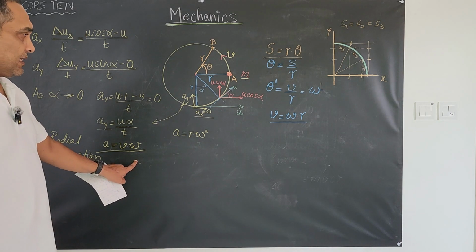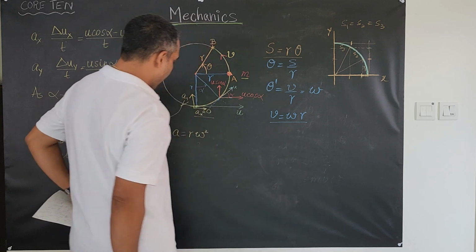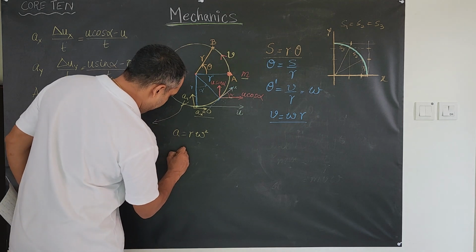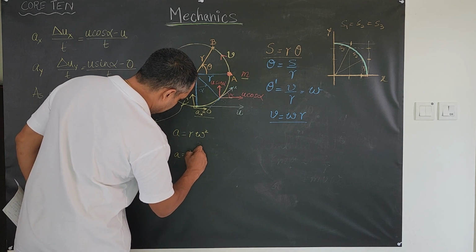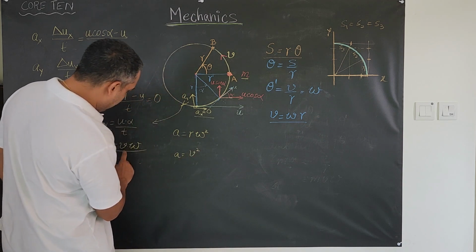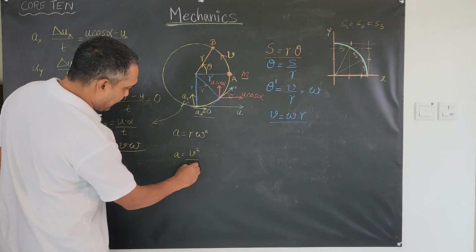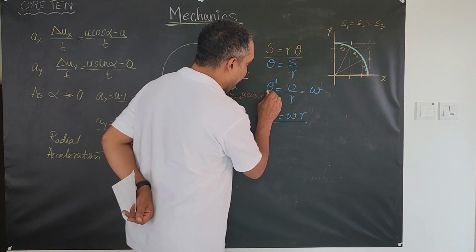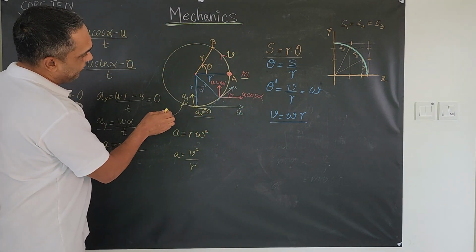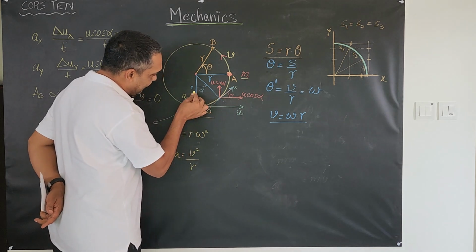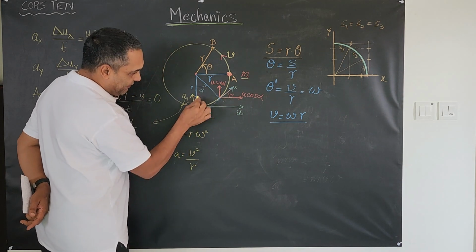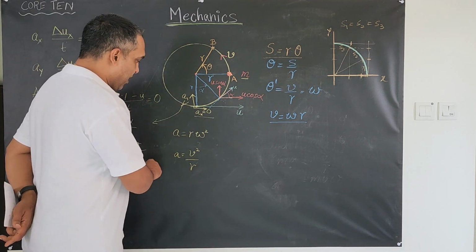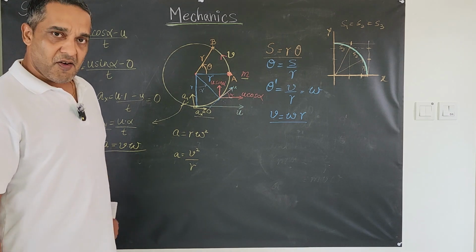We know omega is velocity by r, which would then also allow us to write this in another form, which is acceleration is velocity squared by r. That's another way of writing it. But notice that this is not the second derivative of theta, because the second derivative of theta would be along the angle. This is not along the angle. This is effectively independent of the angle because it's along this line. So this is not the second derivative of theta. So do not confuse this for an angular acceleration in any form.